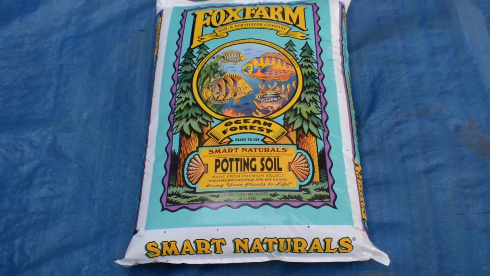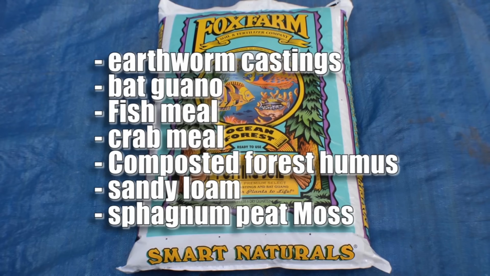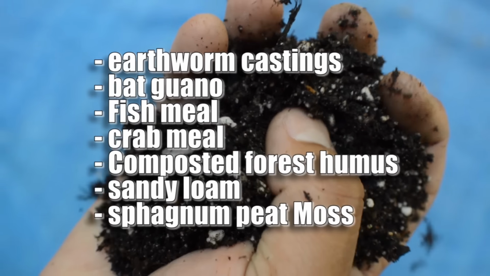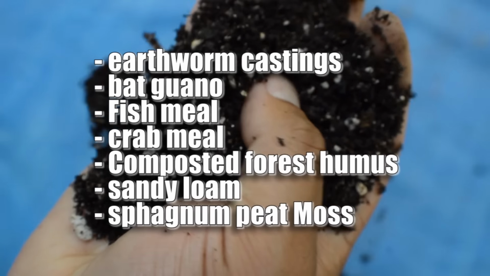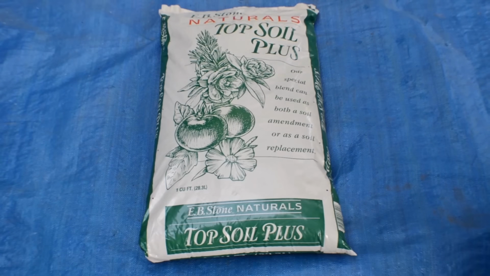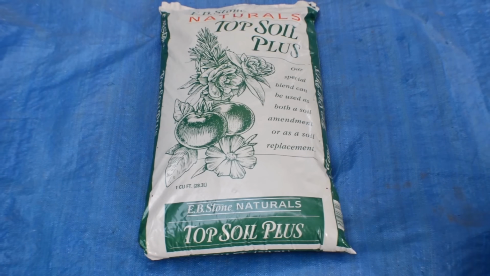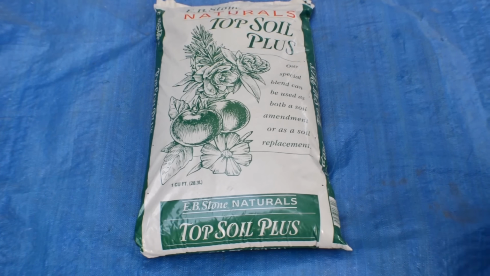My base soil is Fox Farm Ocean Forest. I use this because it's available locally, but they also use really good organic amendments. The texture is light and airy, and you want this because your plant roots love oxygen, and the good bacteria love it too. My second ingredient is compost. Now this is not the best you can get, but it was all that was available, and sometimes you just gotta make do with what you got.